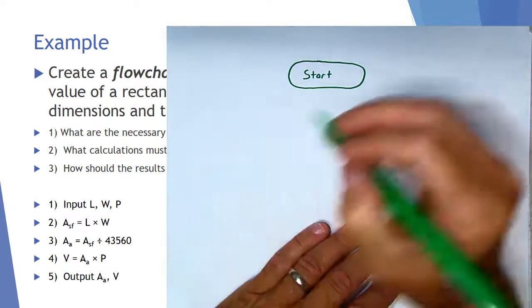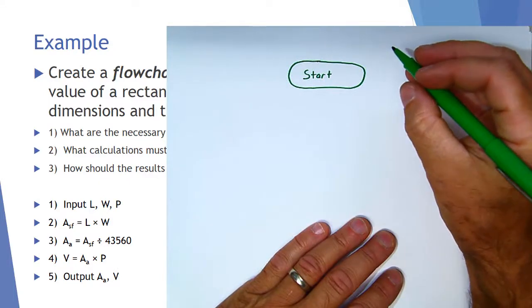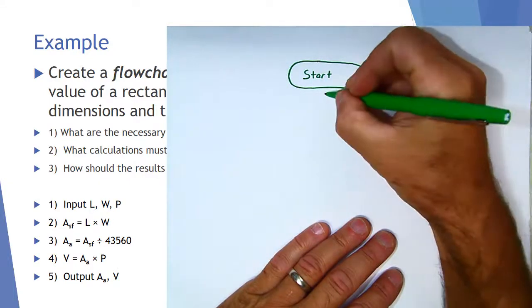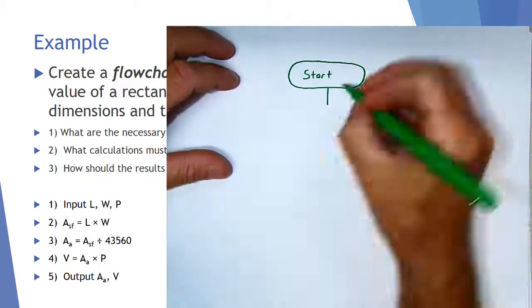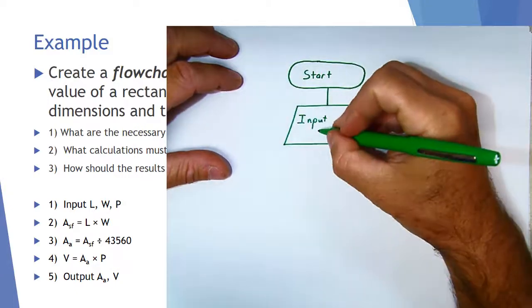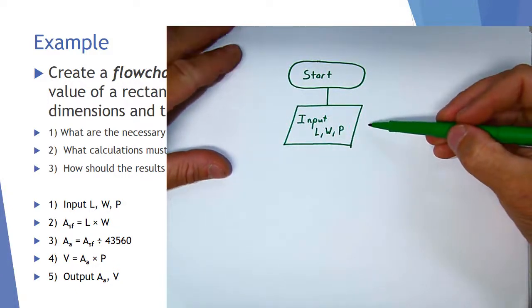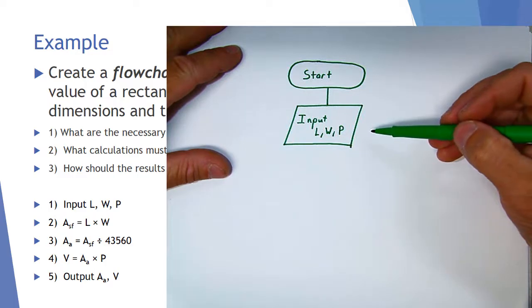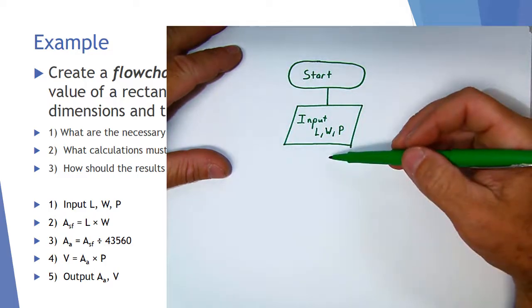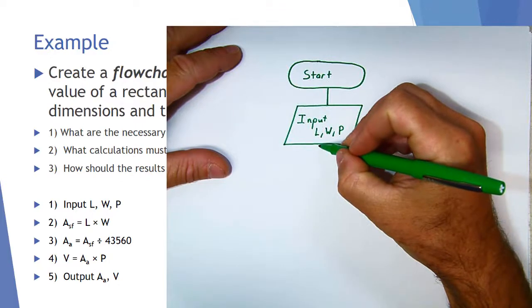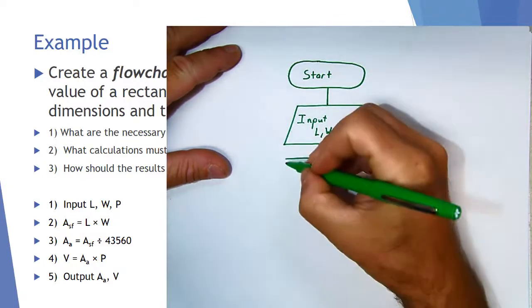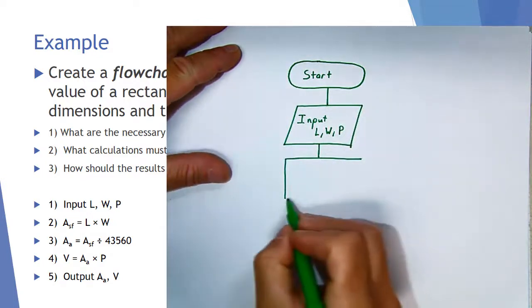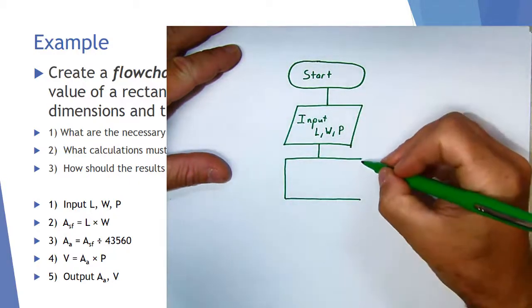Now, our algorithm said that the next thing we should do is get our inputs, L, W, and P. Those were the length, the width, and the price per acre for our land. And we're going to use a parallelogram here since we are asking for an input. Now, the next step in our process was to find the area of the land in square feet. Our pseudocode tells us what our calculation is going to be. We just have to make a spot for it in our flowchart. Now, it's a process or a calculation, so we're just going to use a rectangle.